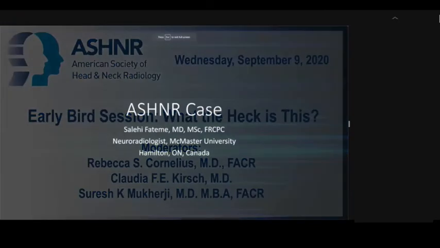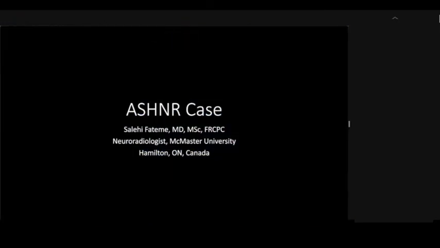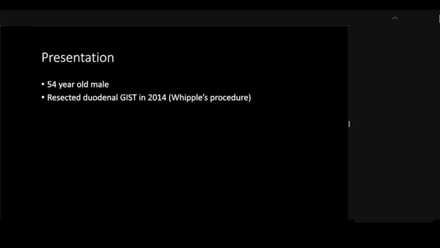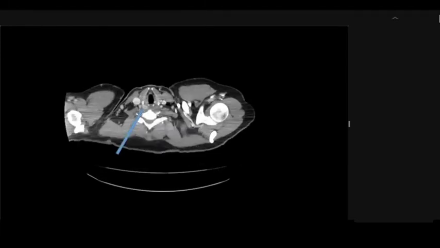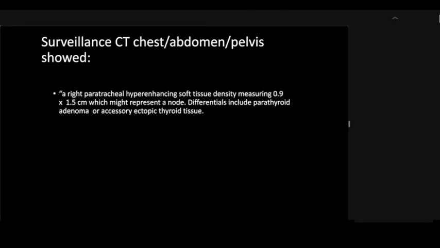My name is Fatima Salehi, and I'm a neuroradiologist at McMaster University in Hamilton. This is a case of a 54-year-old male who had a resected GIST in 2014 through Whipple's procedure and was undergoing routine surveillance imaging of his chest, abdomen, and pelvis. His routine surveillance then demonstrated this enhancing nodule at the right retropharyngeal area as pointed by the arrow. The differential considerations that were raised included a parathyroid adenoma or accessory ectopic thyroid tissue.